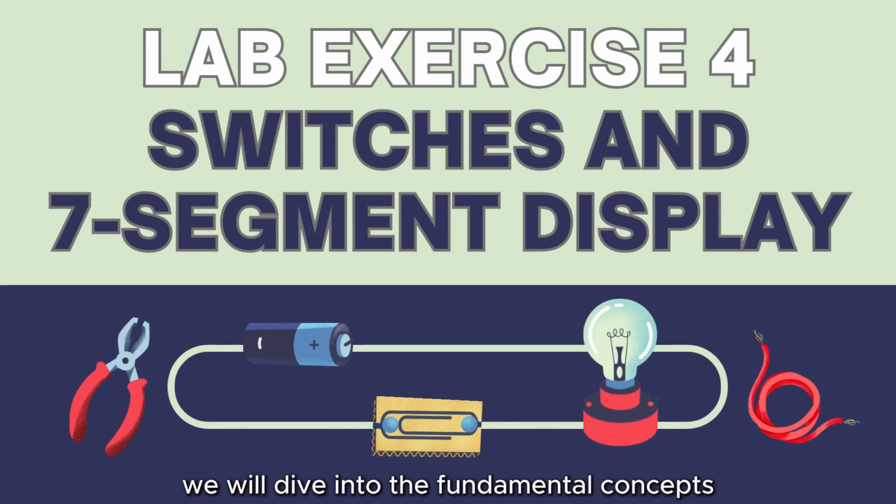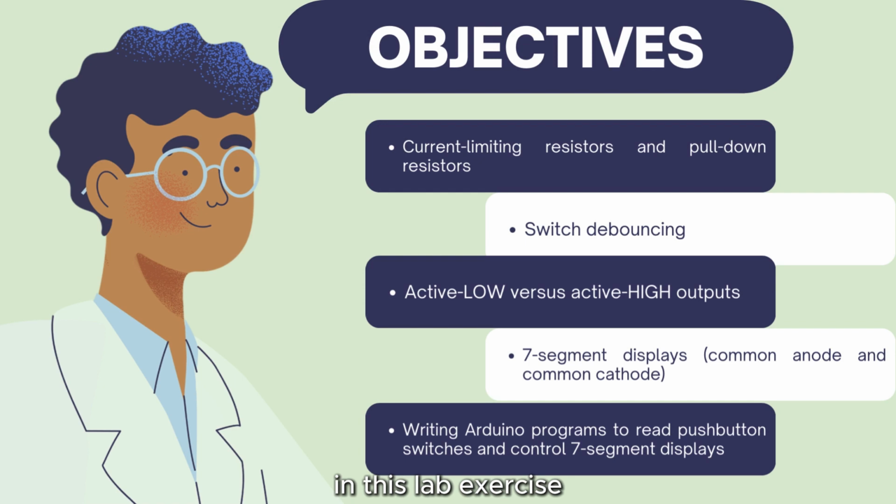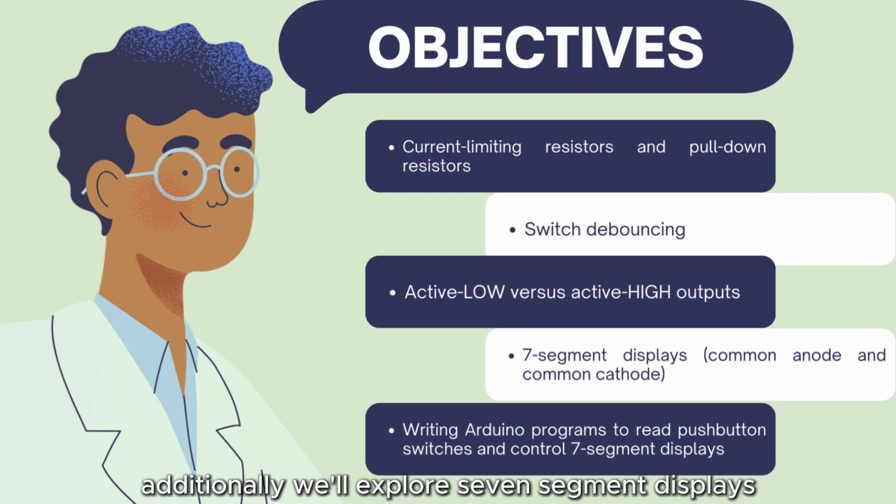In this session, we will delve into the fundamental concepts and practical applications of switches and 7-segment displays in digital electronics. In this lab exercise, our objectives are to understand and apply the following concepts: the use of current limiting resistors and pull-down resistors, the technique of switch debouncing, and the differences between active low and active high outputs. Additionally, we'll explore 7-segment displays, including both common anode and common cathode configurations. Finally, we will write Arduino programs to read push-button switches and control 7-segment displays.